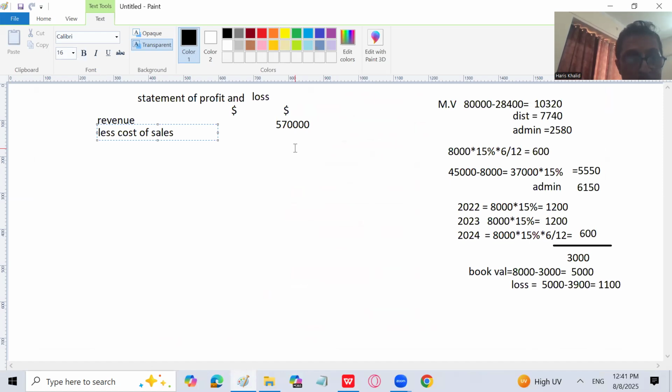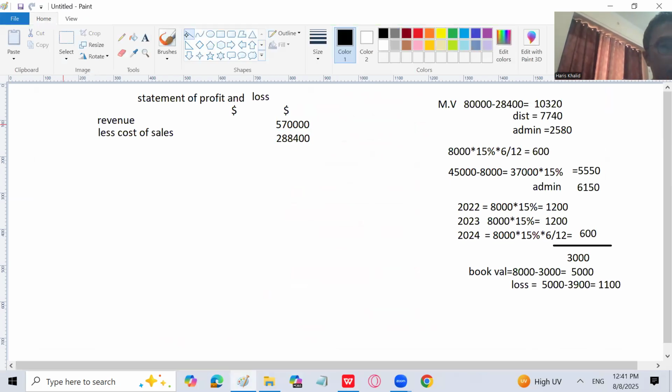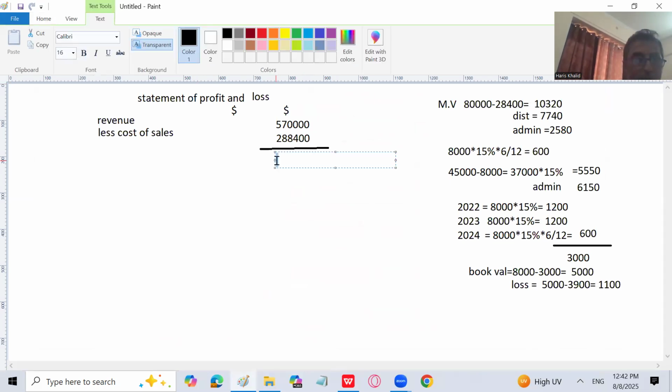Cost of sales, that is going to be how much? 288,400. Right here, 288,400. And we will get the gross profit. And obviously, soon I will write the gross profit. I have to add the other income in that. 281,600. That is going to be the gross profit. So labeling is very important. Remember that you have to label it with the full version of the label, not the GP. I used to do it in my lectures, but otherwise the number will not be given.